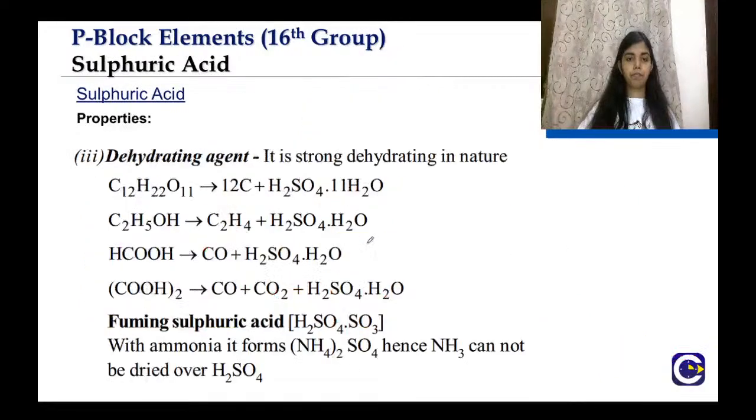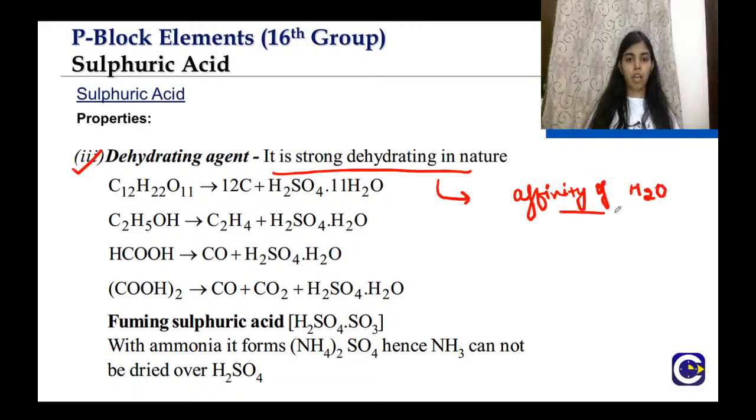Now next, dehydrating agent, that means removal of water. It is a very strong dehydrating agent. Why? Because it has very good affinity for water. If you see C12H22O11, it is basically dehydrating carbon. It is known as what? Carbohydrates. Why is it known as carbohydrates? Because initially it was considered that they are hydrates of carbon. Therefore, the name came carbohydrates.